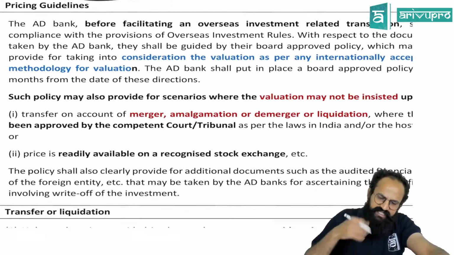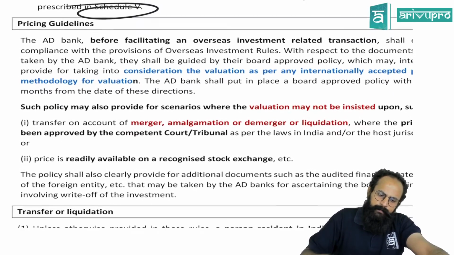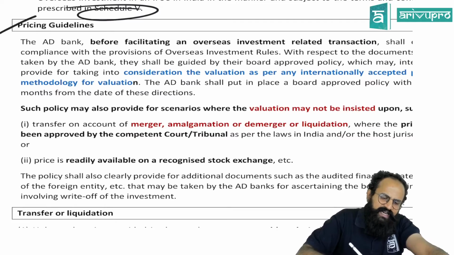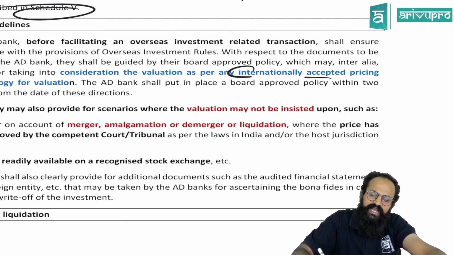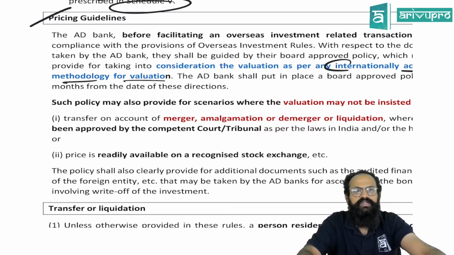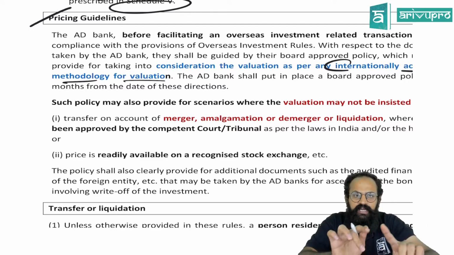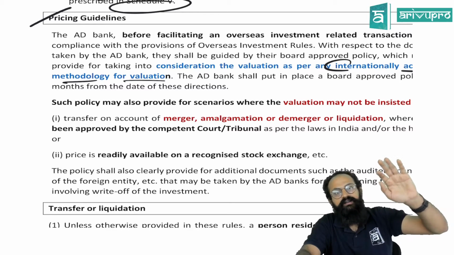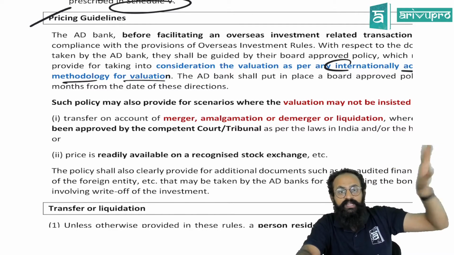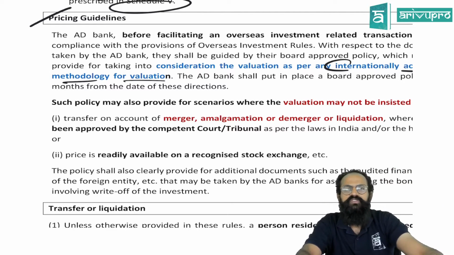Okay, sir. Next one is called pricing guidelines. Simple. Whenever you're making an overseas investment, who will arrive at the price? Basically, you need to get a valuation report. How, sir? Based upon an internationally accepted pricing methodology for valuation. So you need to get a certificate from a competent person. It can be, for example, a CA, or a qualified, registered valuer outside India. You have to get a valuation certificate from them.